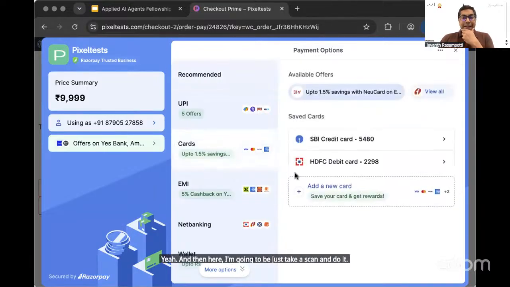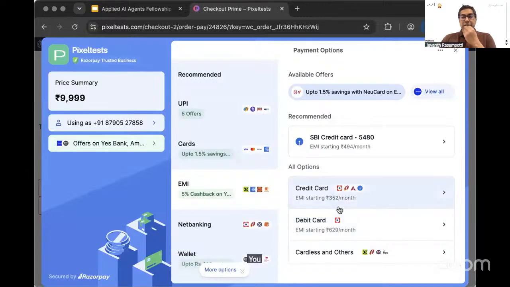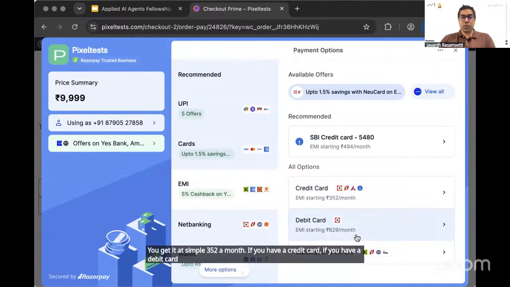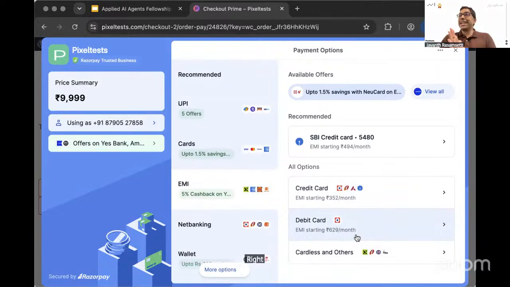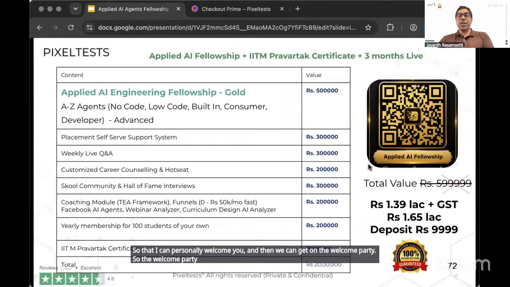So there are EMI options even for the deposit. You get it at a simple 352 a month. If you have a credit card or debit card, it's 630 a month, right? So complete the transaction and type done in the chat box so that I can personally welcome you, and then we can get on the welcome party. The welcome party starts for all the people who have made the payments. Type done in the chat box.